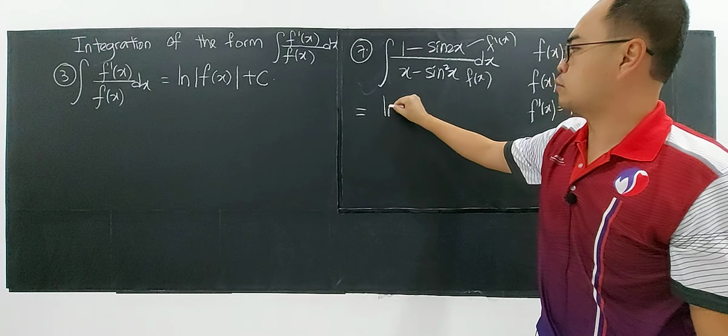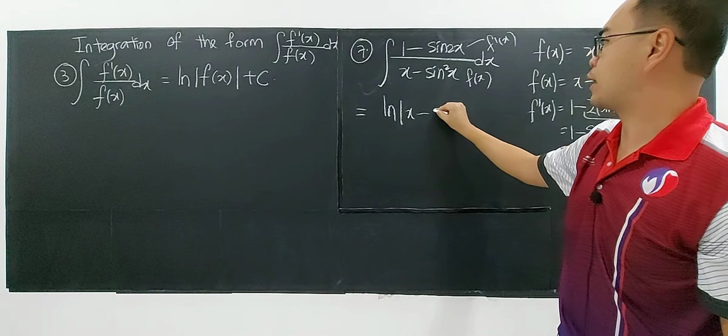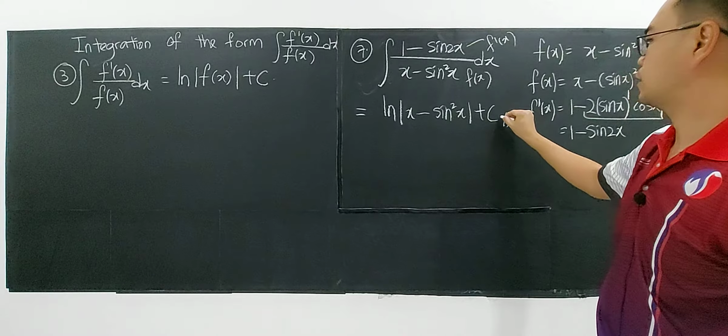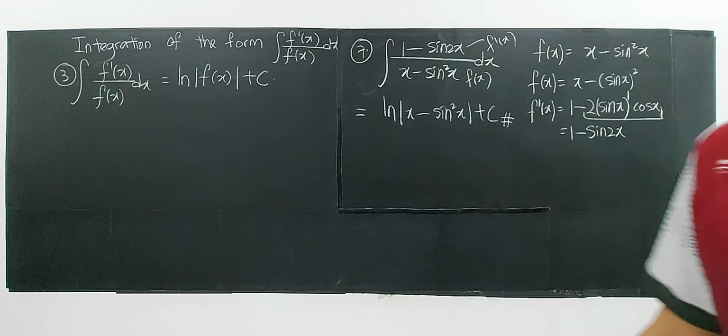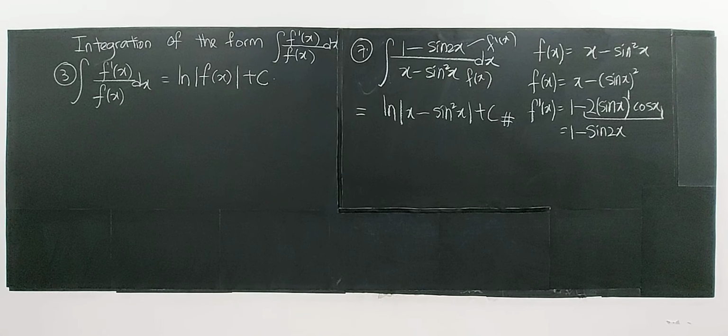So you just put a ln, because this is f prime x over f(x), so you just put ln modulus of x minus sine square x plus c. As easy as that. Alright, I hope you understand and you have to try more questions to get better. Alright, so that's all for this video.